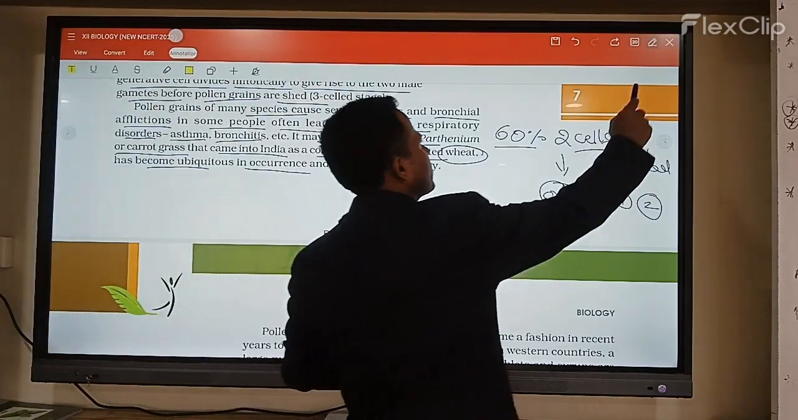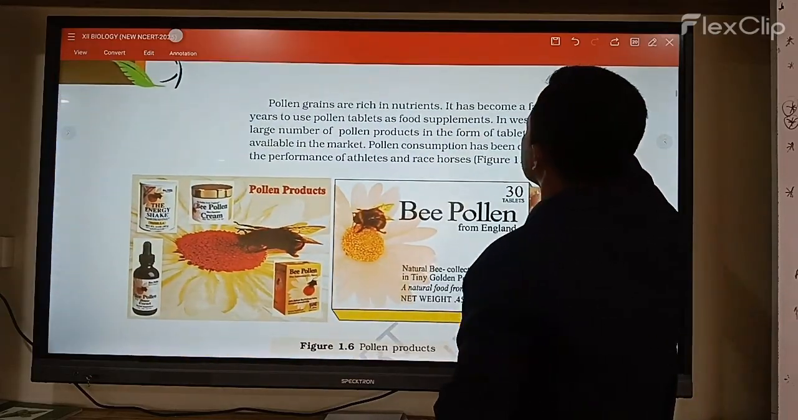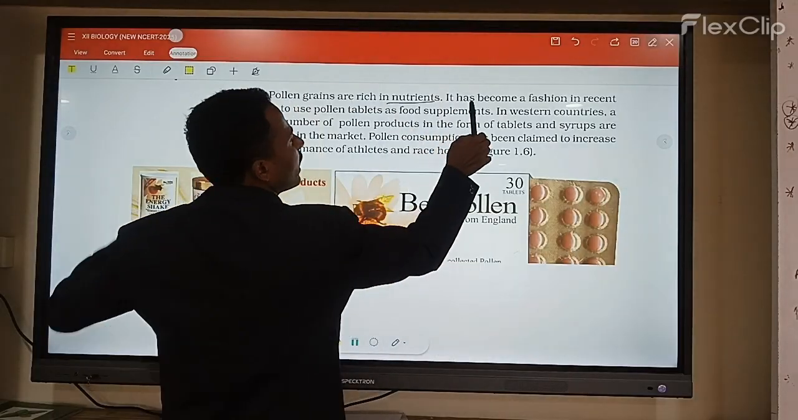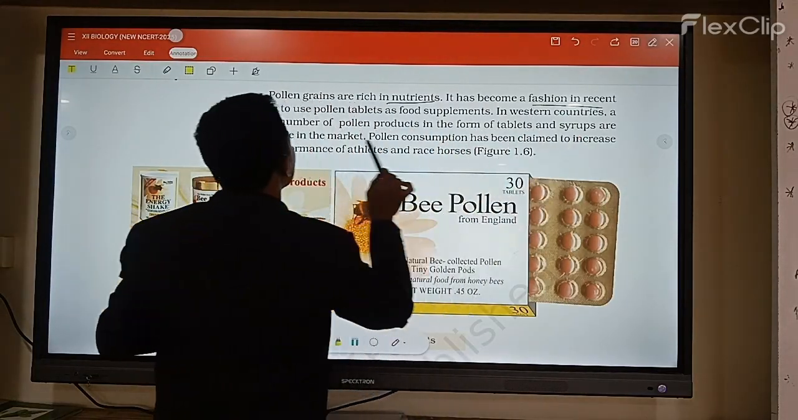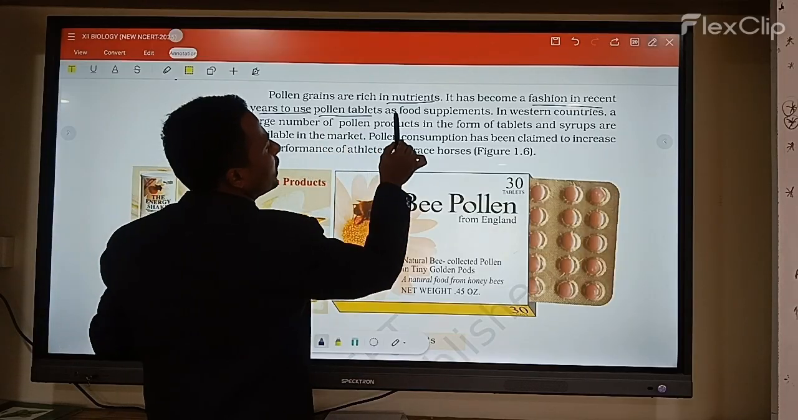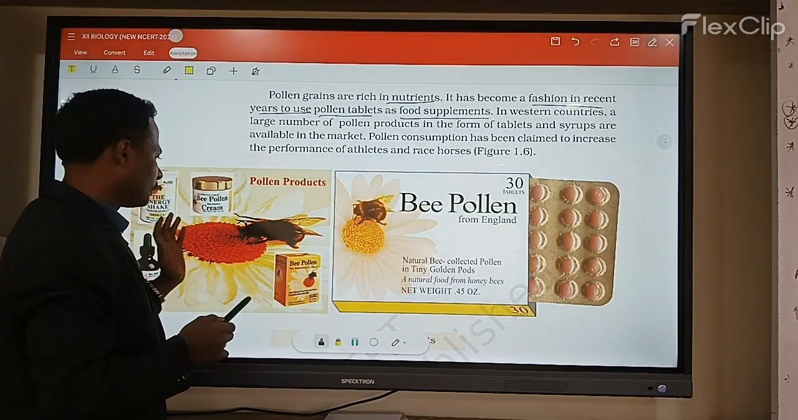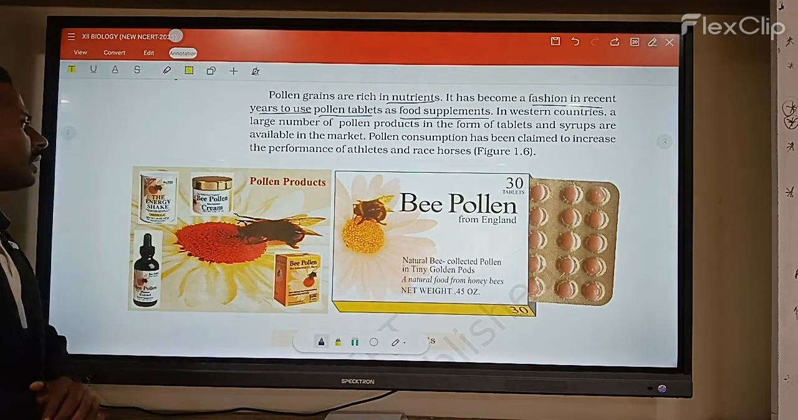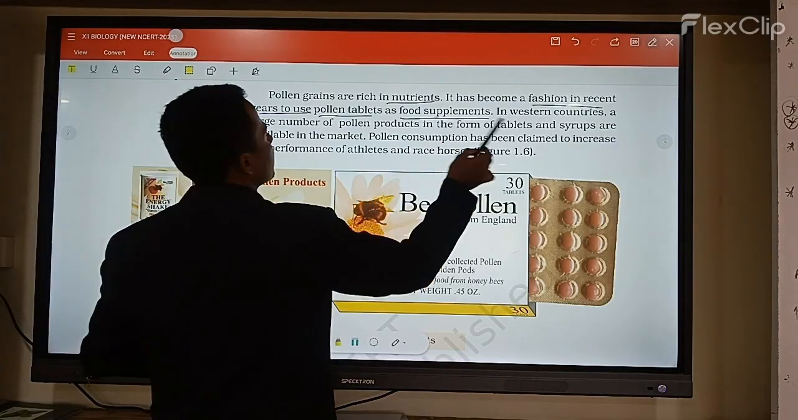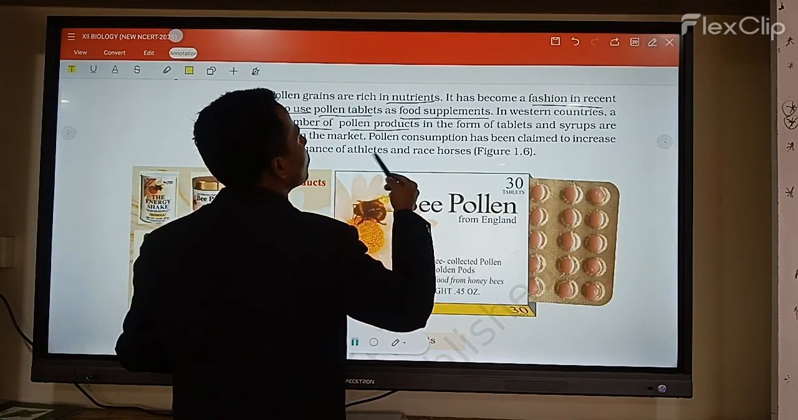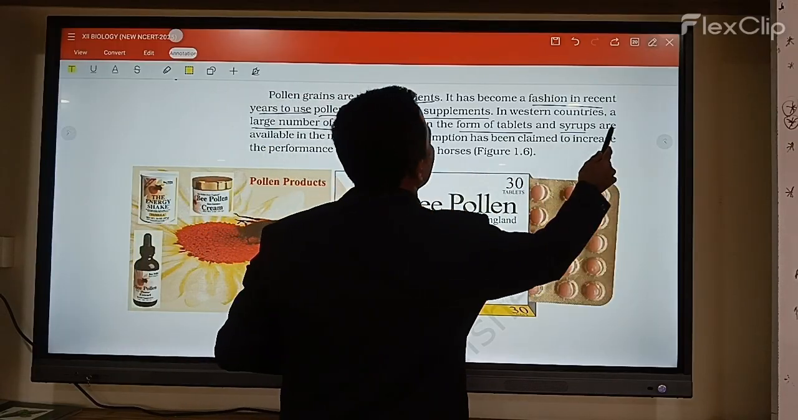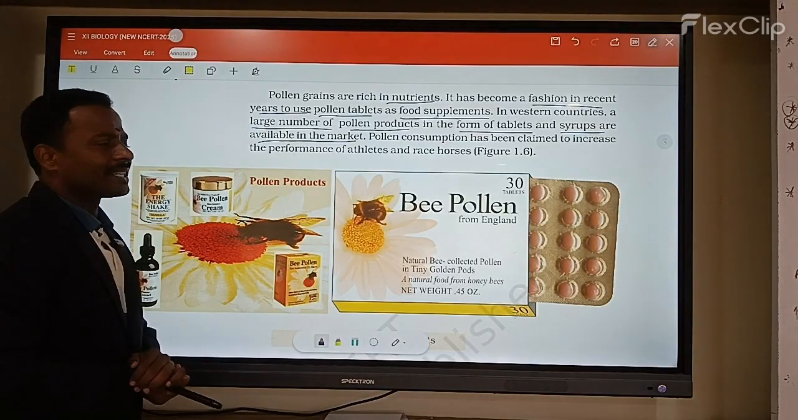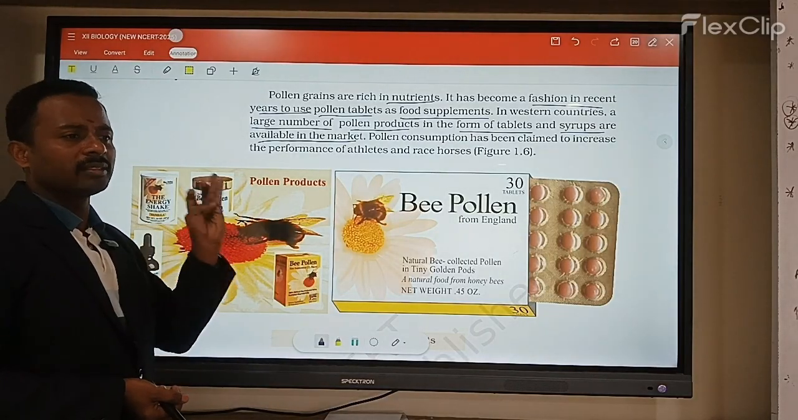Next, pollen grains have rich nutrients. In recent years it has become a fashion to use them as pollen tablets and food supplements. Most pollen grains are used as pollen tablets and food supplements. In some western countries, a large number of pollen products are made into tablets and syrups available in the market.